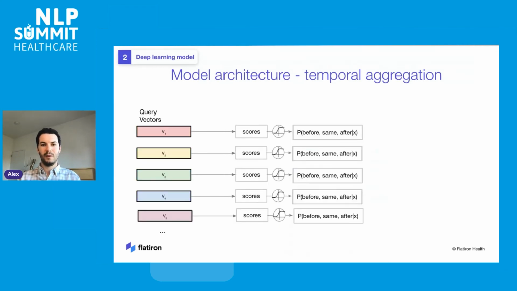So from here, we pass each vector through a pair of feed-forward layers, followed by a softmax. This is going to produce our predicted probabilities for each query of whether that query is before, within 30 days of, or after the diagnosis.